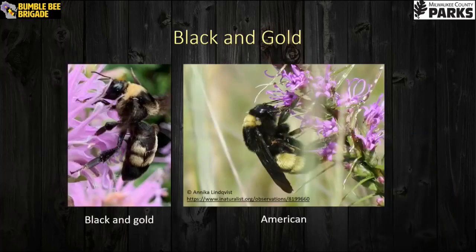Black and golds can be confused with the American bumblebee, another species that we don't have documentation of in the park system, but we're keeping our fingers crossed. You're able to differentiate the black and gold by its yellow vertex.